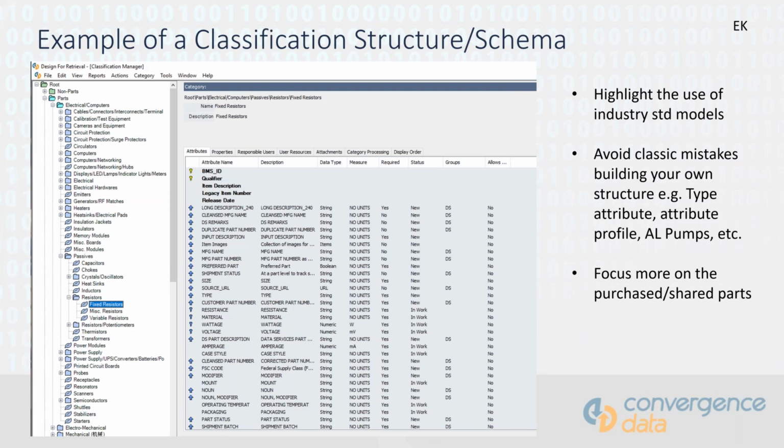And here we have another shot of our DFR. It's actually the thick client, the classification manager. This is an example of a classification structure and how that would look in DFR. Something to highlight here is that we use an industry standard data model to help avoid spending too much time trying to create your own data model. Our team goes through and uses the industry standards to make that more efficient, and then gets the approval process going as well.